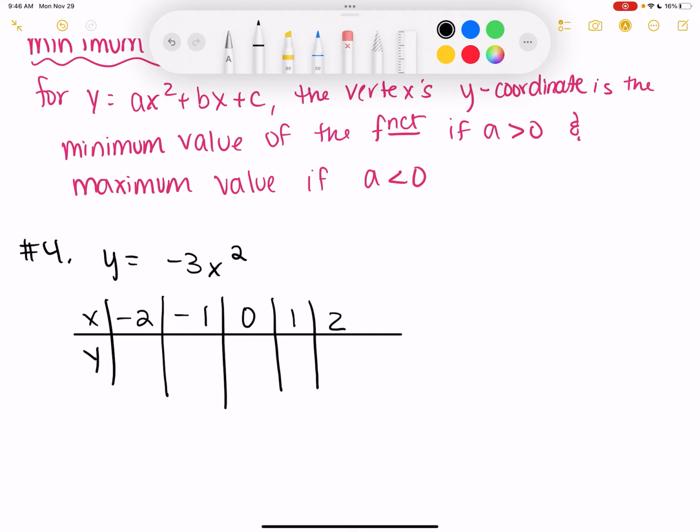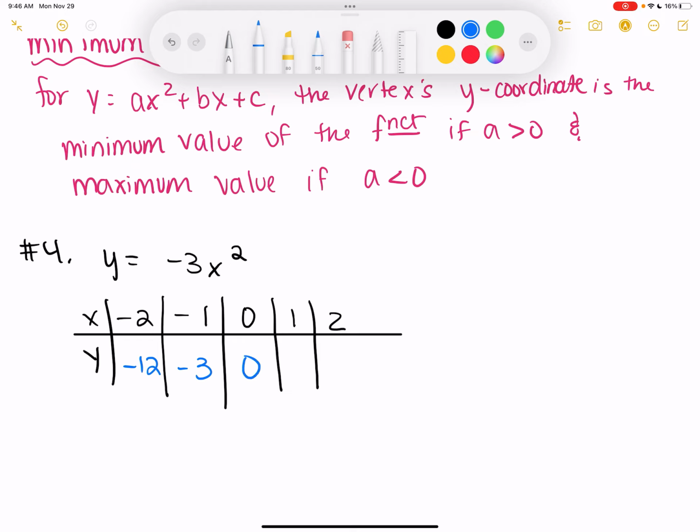They may not always give you those values. They may sometimes give you other ones. But it wants us to plug in negative 2 for x and see what y value we get. So if I plug in negative 2 for x, what do I get? Negative 12. How about if I plug in negative 1? Negative 3. How about 0?